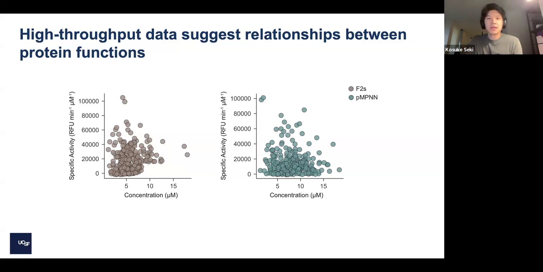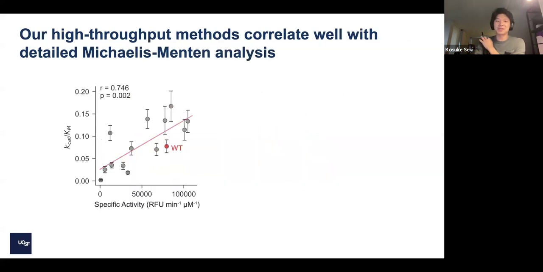This was done in a very high throughput way. We collected hundreds of data points all at once, but we also wanted to do a couple of checks just to make sure that this data was really robust. So we did the gold standard in biochemistry, which is Michaelis-Menten analysis, and we did this on about 13 of these variants.